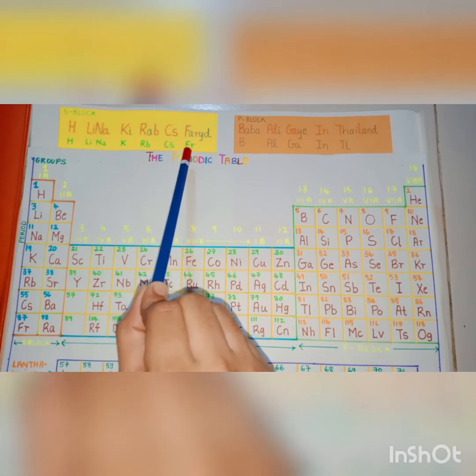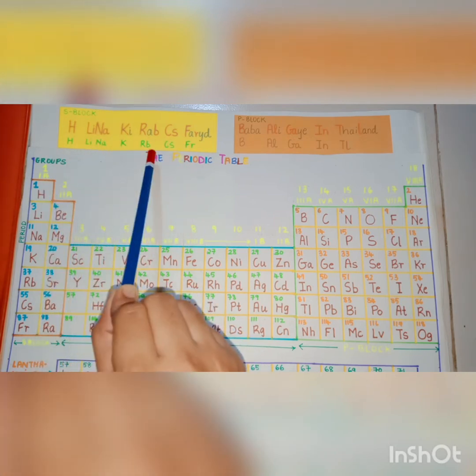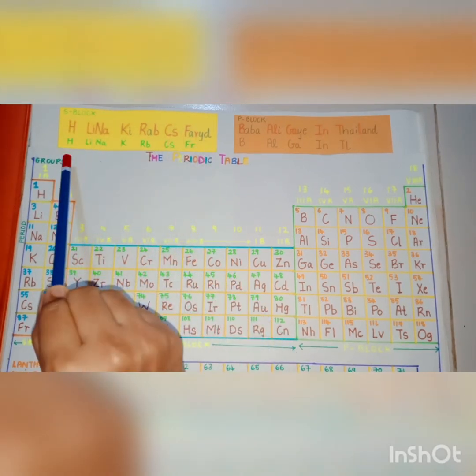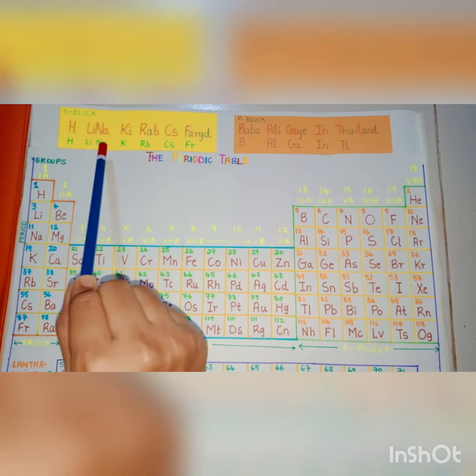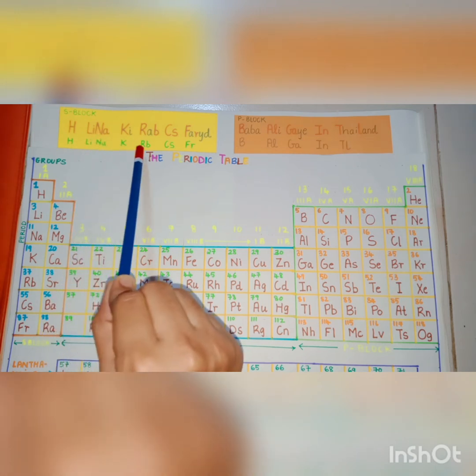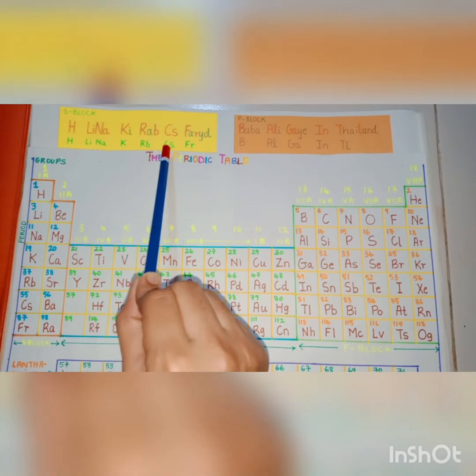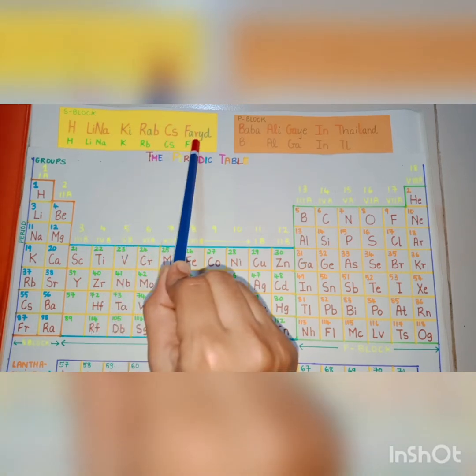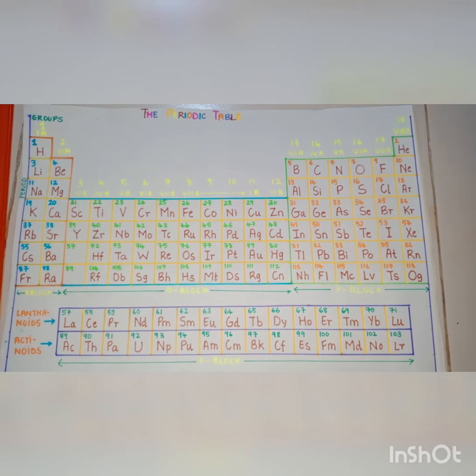Let us recall the trick. The trick was Halina ki rab se faryad. H for hydrogen, Lina for lithium and sodium, Ki for potassium, Rb for rubidium, Se for cesium and Faryad for francium. Let us now move to the second group of the S block.